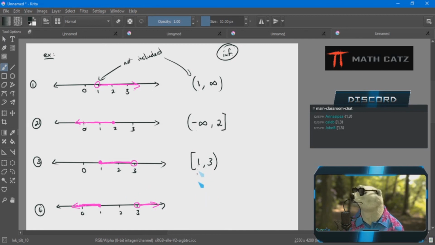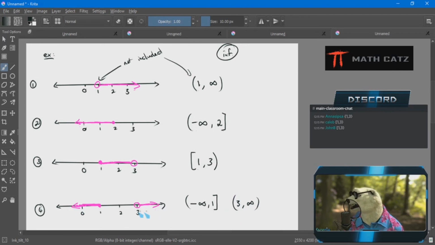Now the last one, we make a little bit of a jump. We have 2 sections. List those sections separately. Left section, negative infinity to 1. And infinity is never included, the 1 is. Right section starts at 3, goes to infinity. The 3 is also not included.